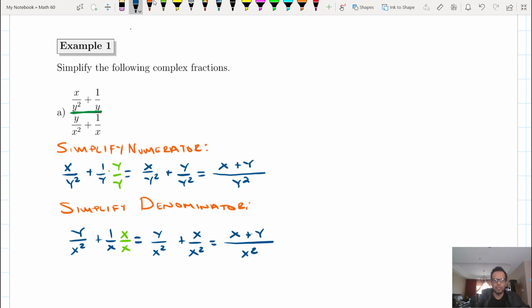I'm not really doing anything interesting other than putting everything together. So mission accomplished with writing the numerator, instead of having two fractions, as a single fraction, and likewise writing the two denominators of the big fraction as a single fraction in a simplified way. I'm going to use these two results and take them here. So this is going to be equal to, we open a big fraction, and I'm going to write x plus y divided by y squared.